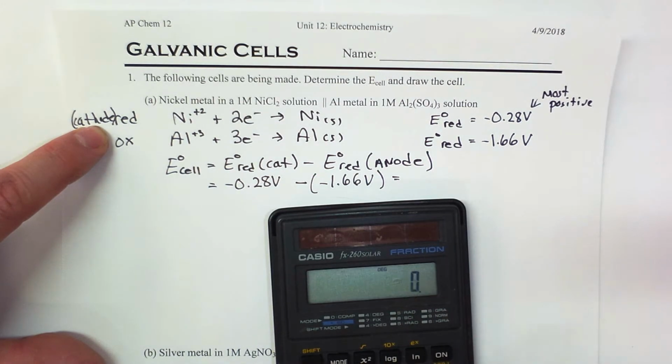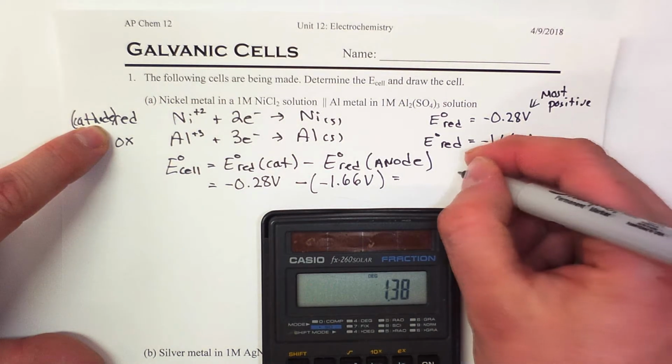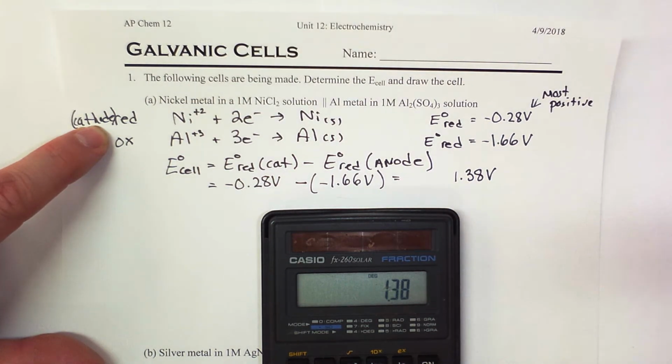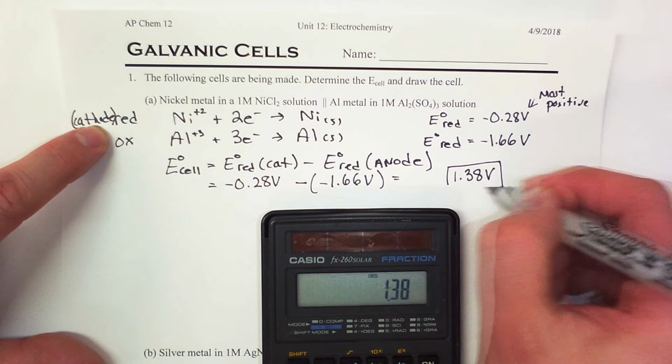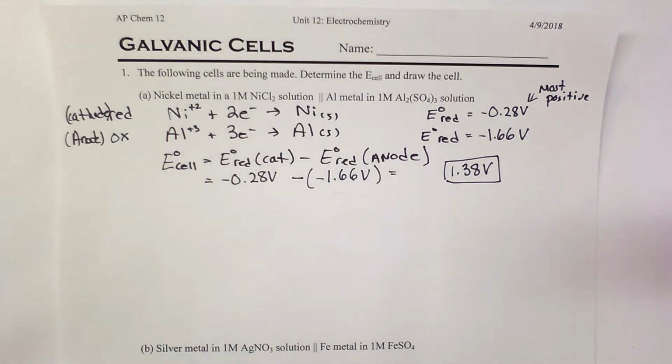So we bring in our calculator. 0.28 negative, take away 1.66 negative, gives me a cell voltage of 1.38 volts, and that is the standard cell conditions, so 1 mole per liter at 298 Kelvin.